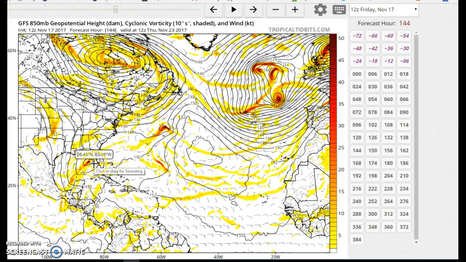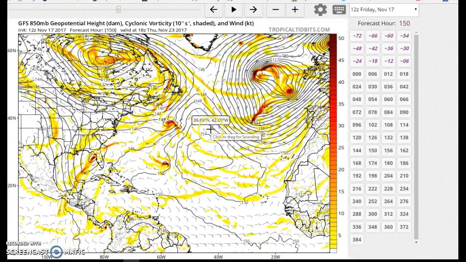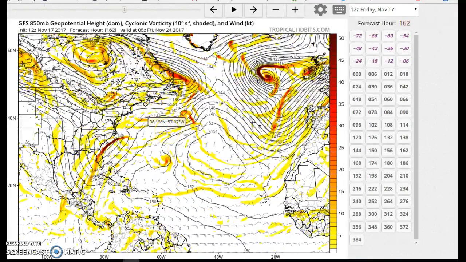See, I'll show it again. Here it is in the eastern Gulf of Mexico. And by day 7 here at hour 168, it's off of the Carolina coast and sort of runs away. Your other system that the European blew up over here doesn't even really become much of anything.